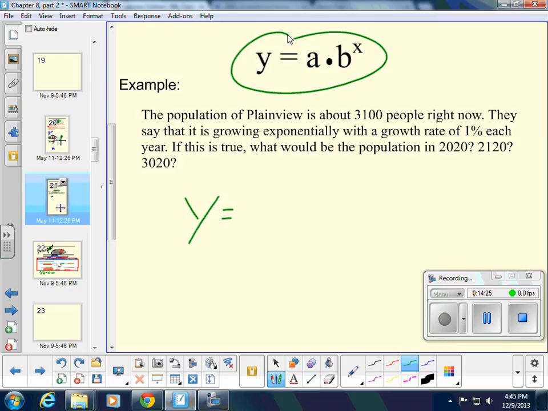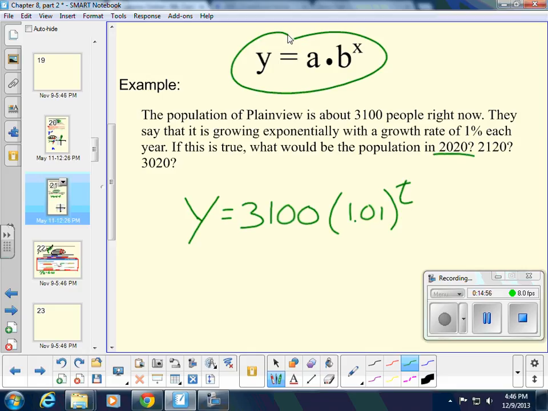Well, we've talked about how the initial amount is usually my A, so we can figure out right away that 3,100 is going to be my A, my initial amount that I'm starting with here. That's my initial population. And my b, my growth factor, well, in this case the rate is 1%. So to make this grow at 1% every year, I'm going to have it as 1.01, and then to the t power, where t is after how many years I'm trying to figure this out for.